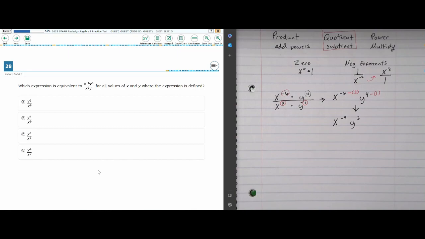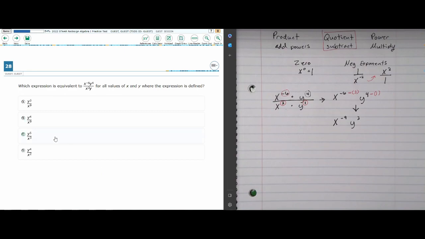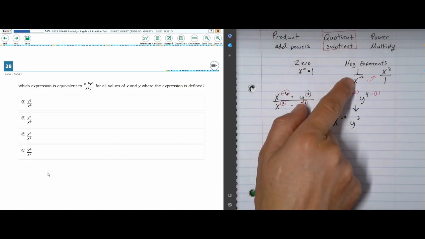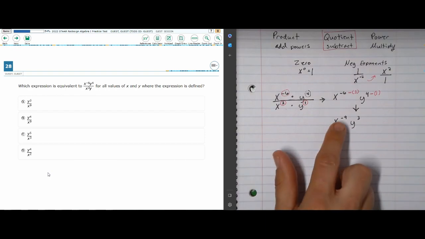Now, if you're looking at this right now, I know what you're doing. You're saying, you know what, you just did the work, Mr. H, but none of the answer choices match. And the reason they don't match, it really boils down to the law that we had about negative exponents. So when we have an exponent that's negative, typically when we write our final answer, we always want to have a positive exponent in our final answer. We can't have any negative.